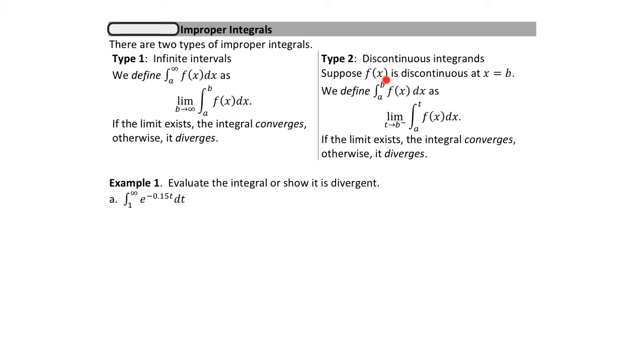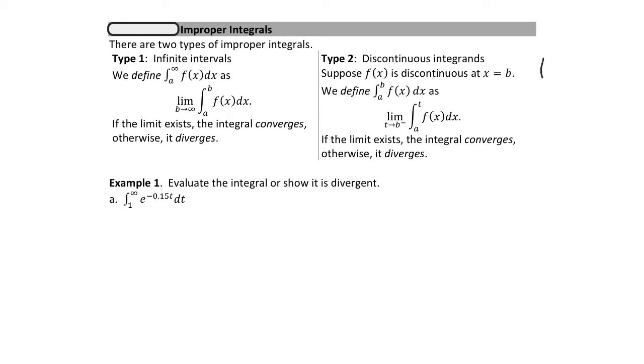Well, suppose we have an integral from a to b, and the function is discontinuous at b. That violates the definition that we made of the definite integral. And so what we can do is let t approach b. We would do it from the left. Let me draw a little interval here.